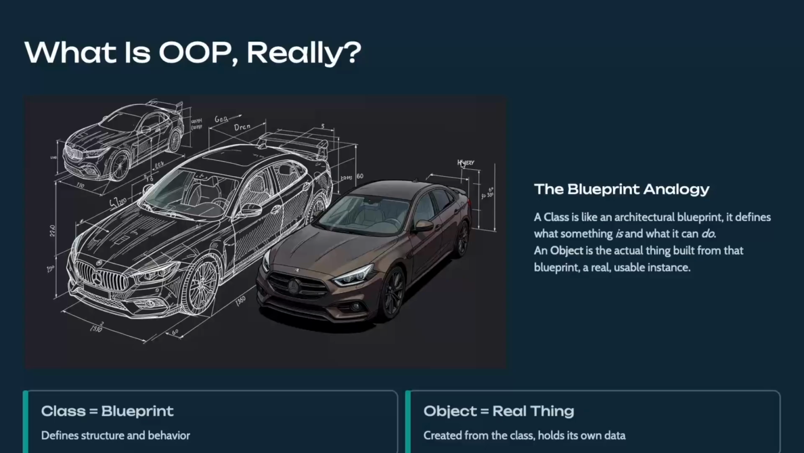So what is OOP really? The easiest way to understand OOP is through the blueprint analogy. A class is like a blueprint. For example, a blueprint for a house defines its structure, its layout, and what it contains: the number of doors, the number of windows, the number of rooms. But the actual house built from that blueprint is the object. So, a class defines the structure and an object is the real instance created from it. Now let's move on to the Python code and build our first class.